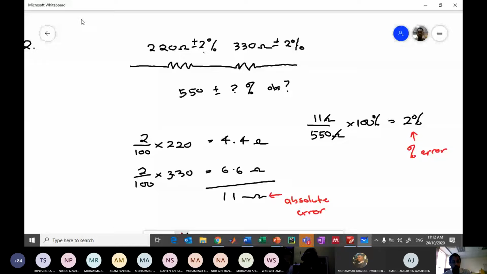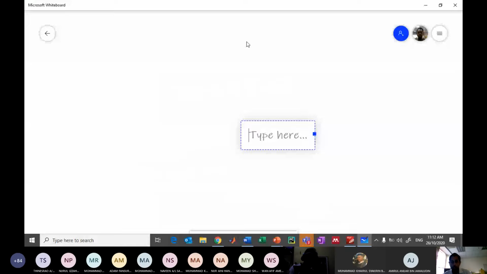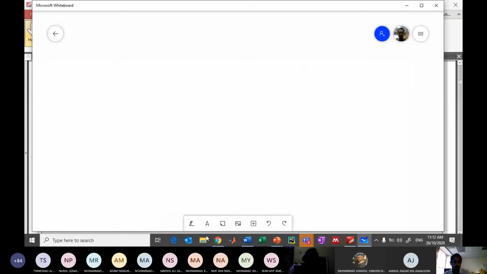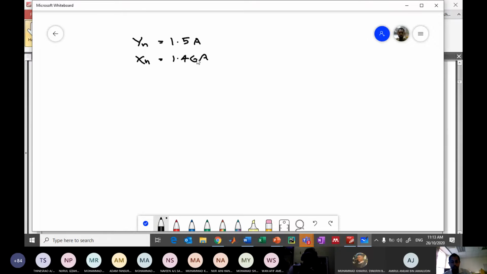So the expected value, for some reason, hold on. Okay. So the expected value Yn is given as 1.5 amps. But the measured value Xn is given as 1.46 amps. So of course the error is going to be the expected value minus the measured value. So we have 0.04 amps.